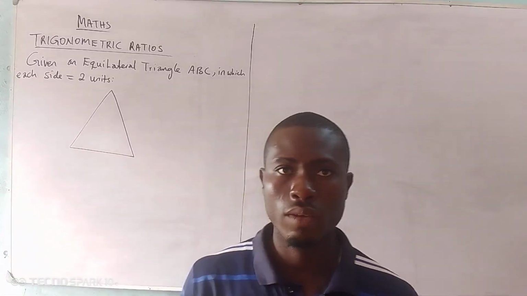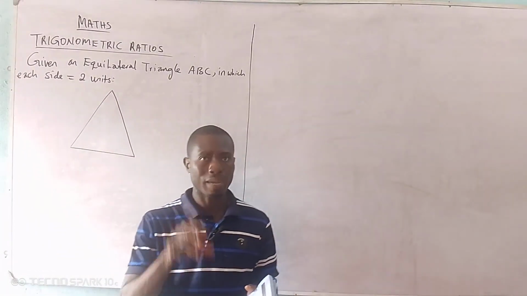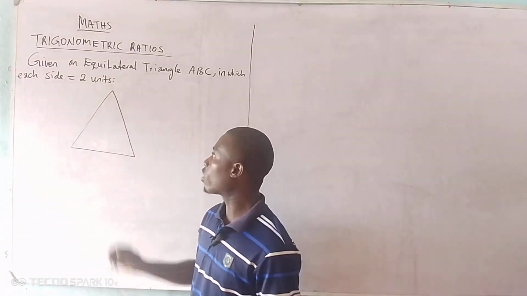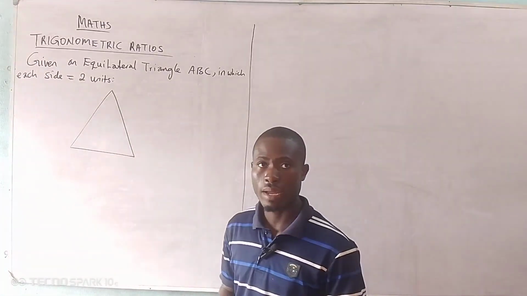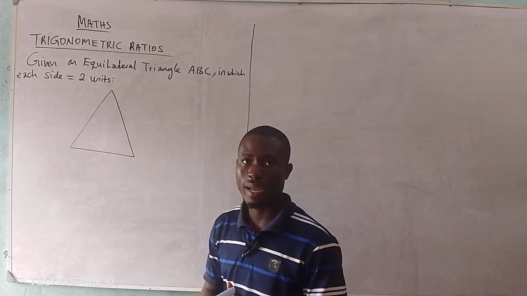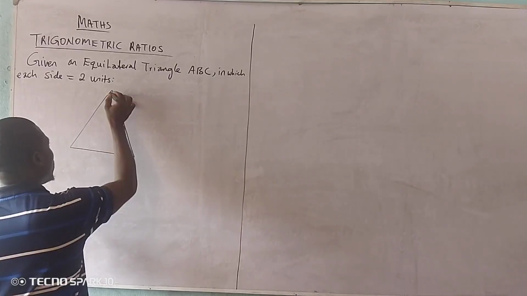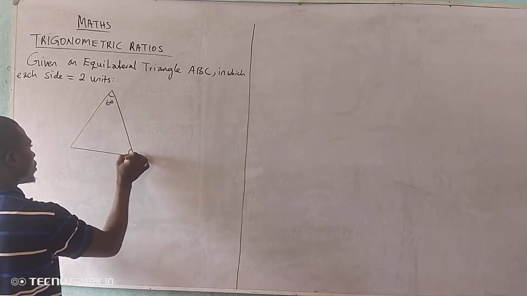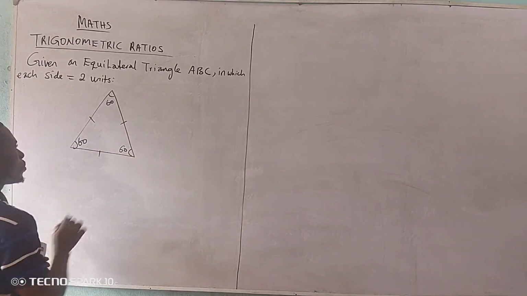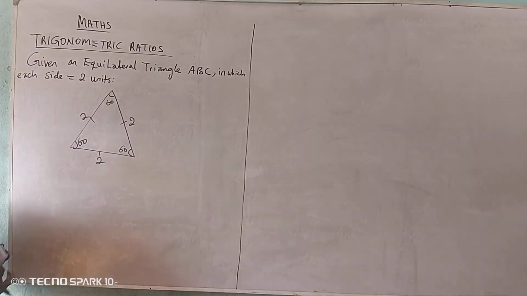An equilateral triangle is the triangle whose 3 sides are equal, and automatically the interior angles are meant to be 60, because you know that the sum of angles in a triangle is 180 degrees. So if an equilateral triangle has all the sides equal, then the angles should also be equal, which means the angles are going to be 60 degrees each. Each of the sides is 2 units.